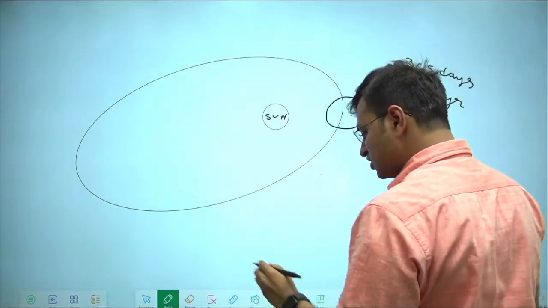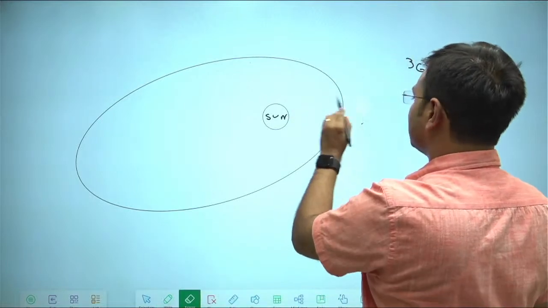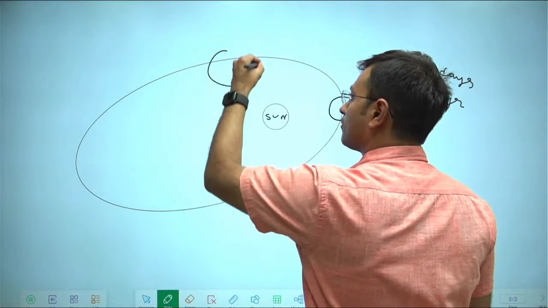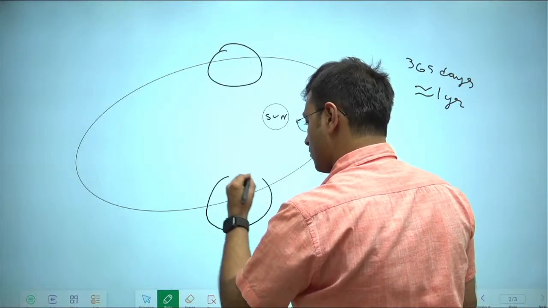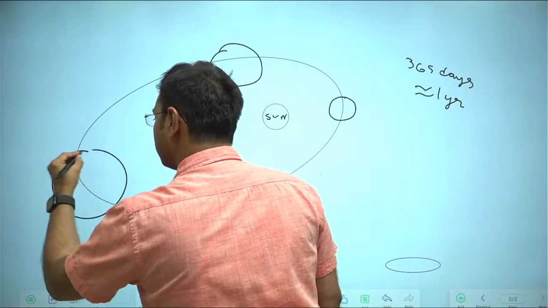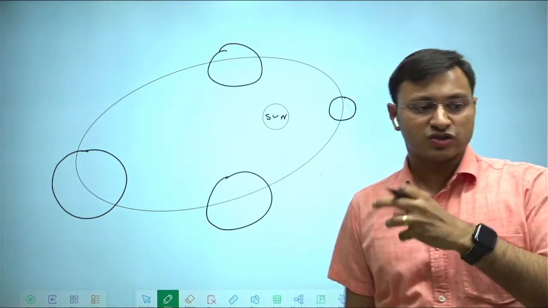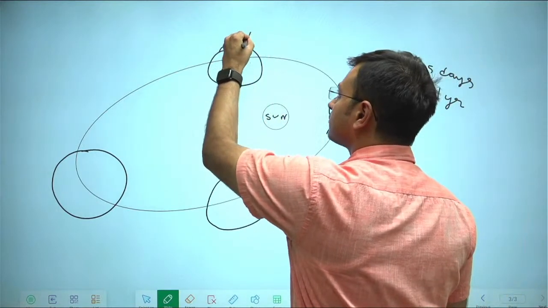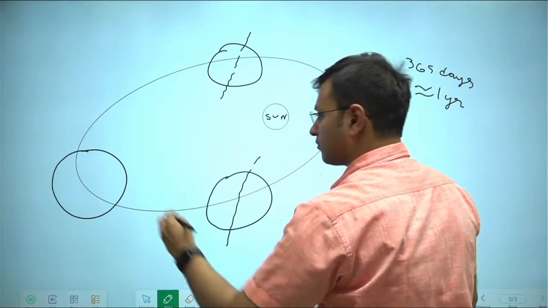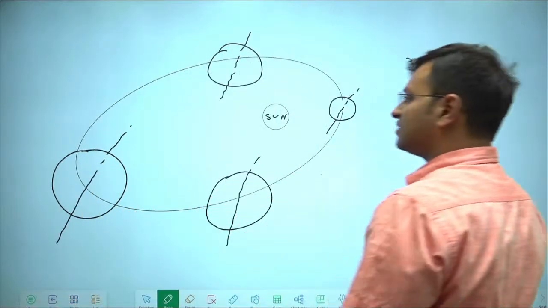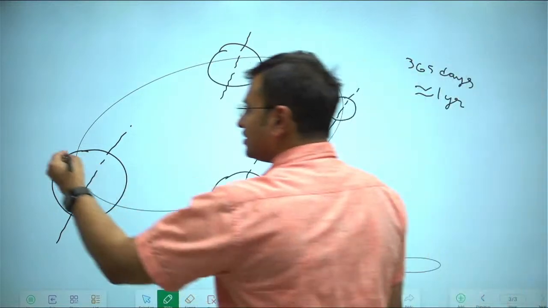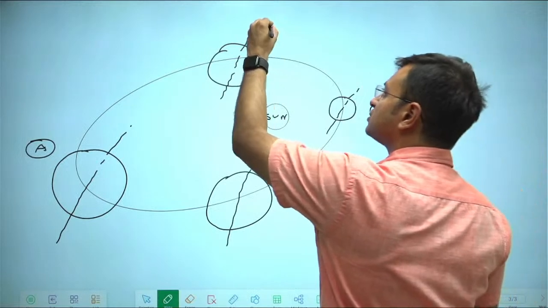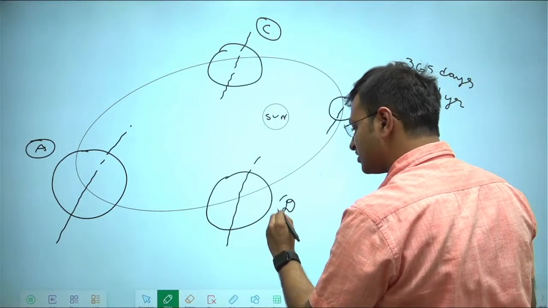I'm deliberately drawing the Earth's position on a bigger scale so that you understand it properly. These are not perfect spheres, but for our sake of understanding, I'm highlighting the Earth's position on a proper bigger scale. So let us assume that this is the axis of Earth per se. Now you can see I'm marking this position as position A, this position as position B, this position as position number C, and this position as position number D.